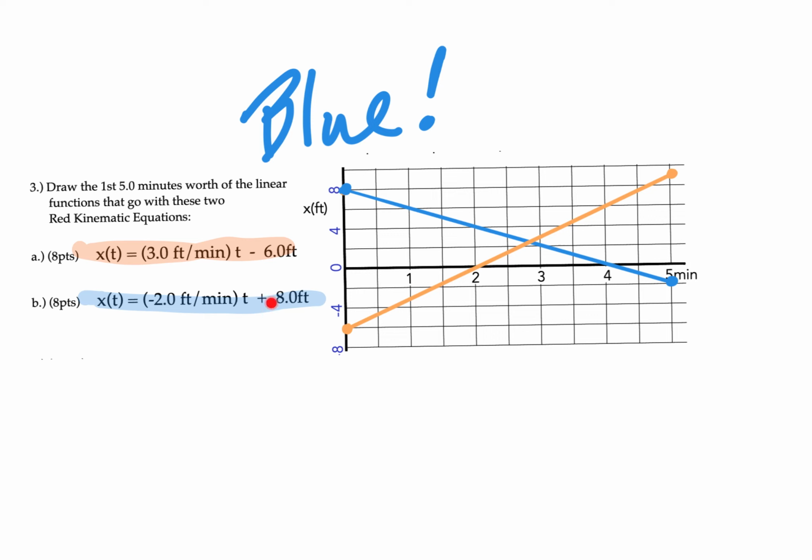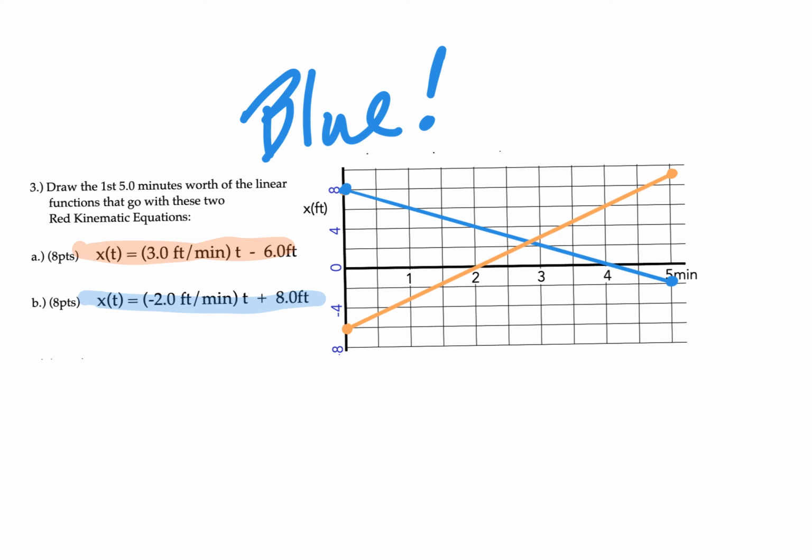So on these, like on the blue one, you start at the 8. That tells you where to start. This tells you to go over 2. Go over 1, down 2, over 1, down 2. This one says you start at the -6. You go over 1, up 3, over 1, up 3.